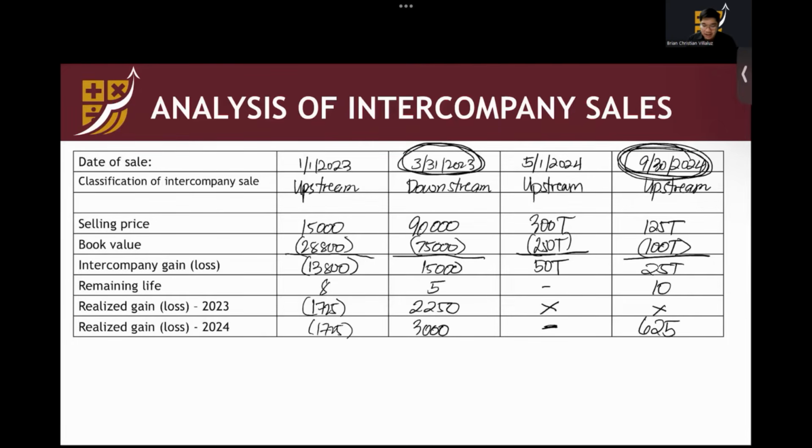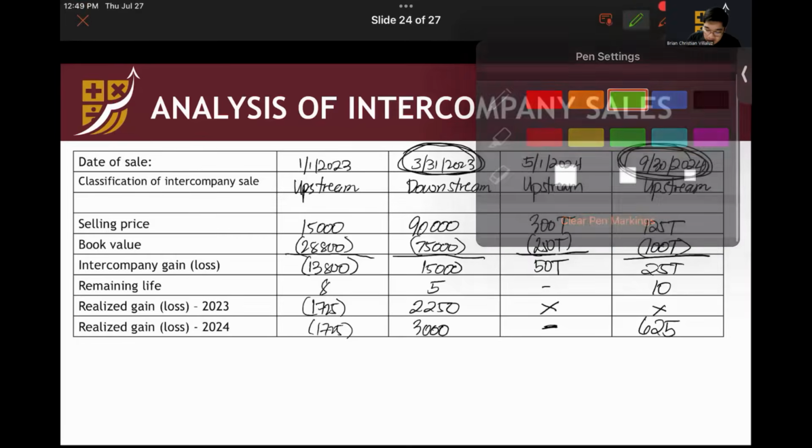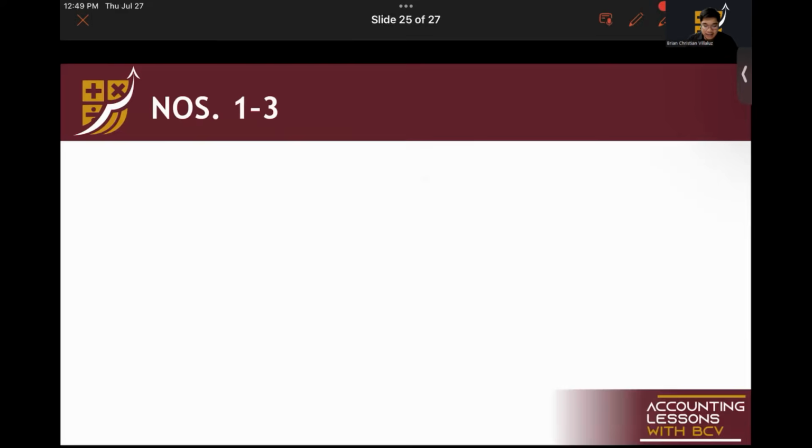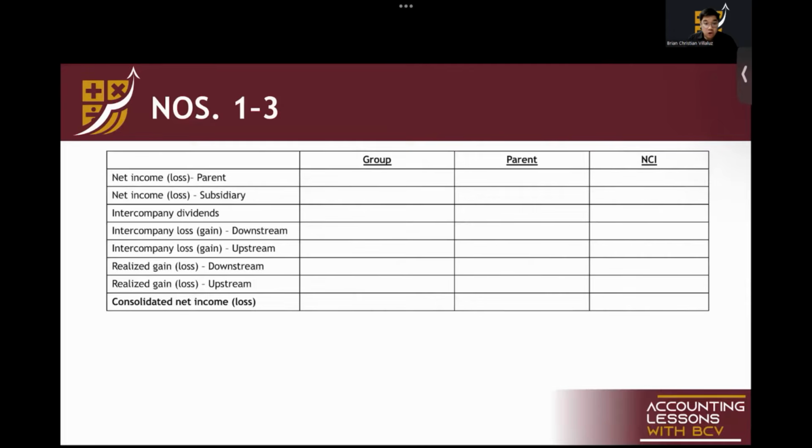Ayos? Okay. So, lagyan natin ng labels para hindi tayo malito later on. So, itong dalawang to, this is related to 2023, while these other two are related to 2024. Okay? Ayan. So, I would suggest na i-screenshot nyo to, kasi dito natin kukunin yung mga figures na ipapasok natin sa computation ng consolidated net income. Okay? Sige. Next slide. Numbers 1, 2, and 3. Consolidated net income for the year 2023.